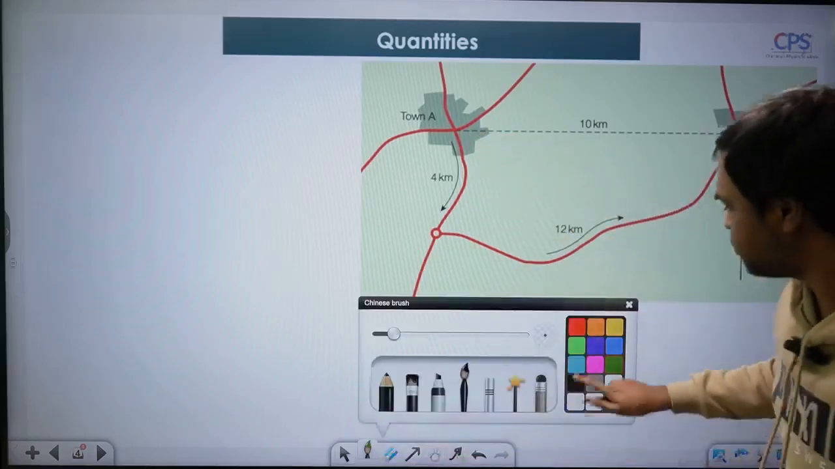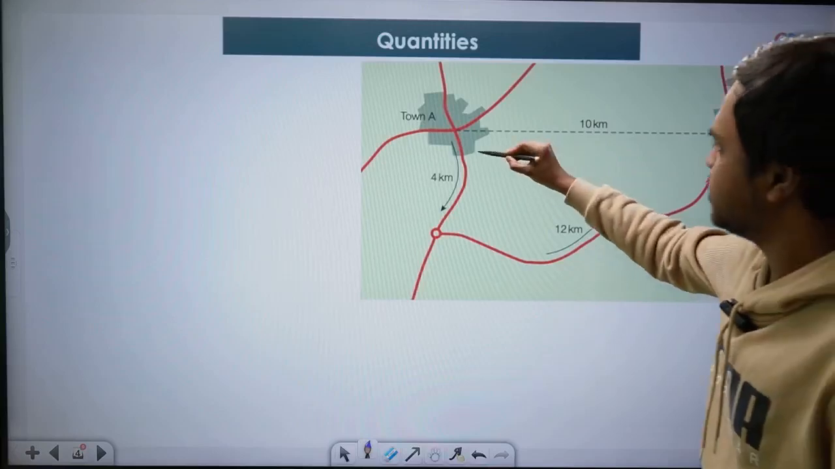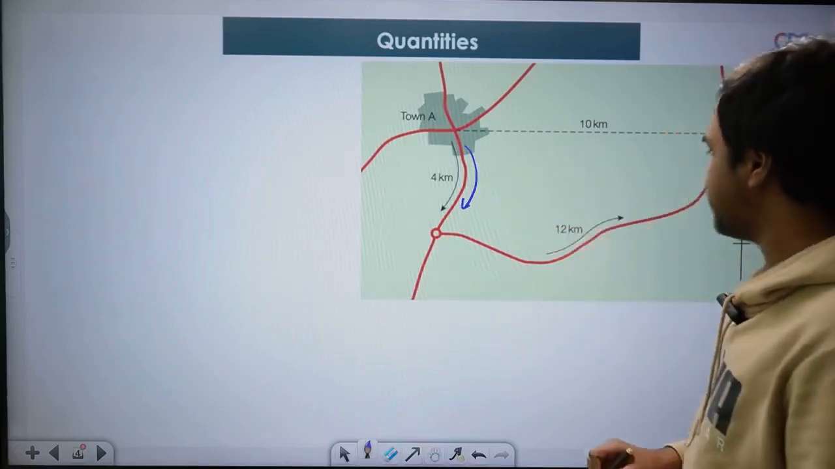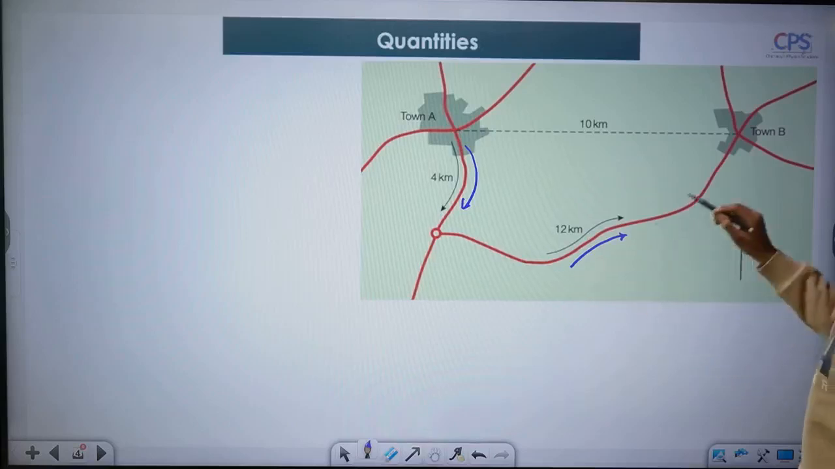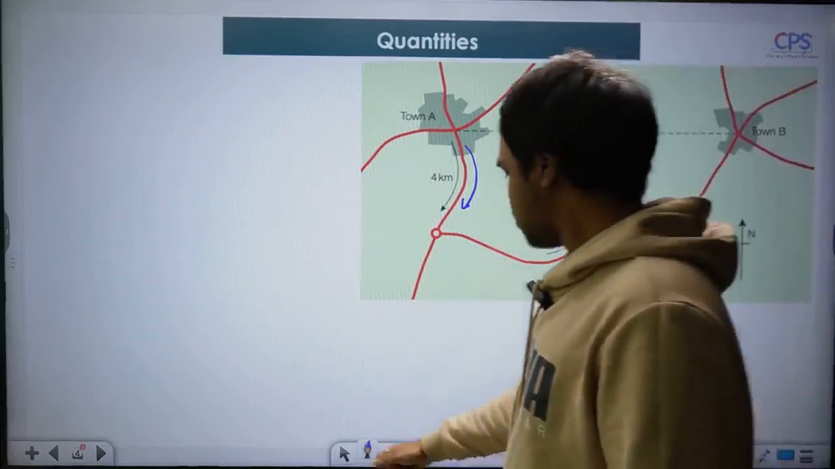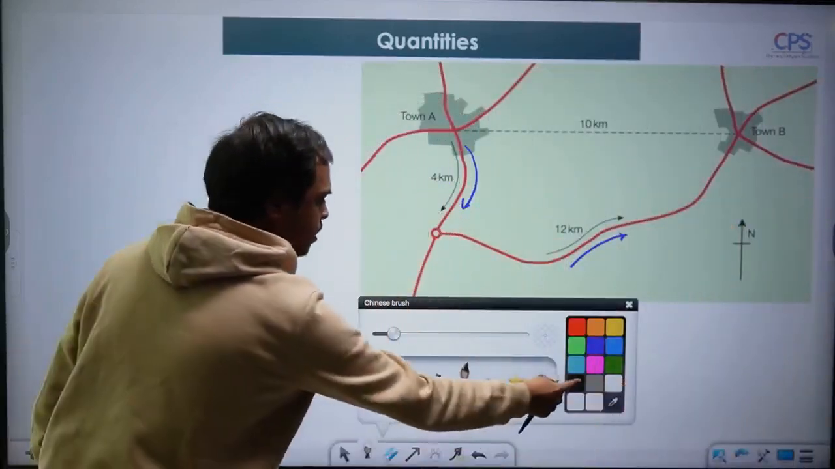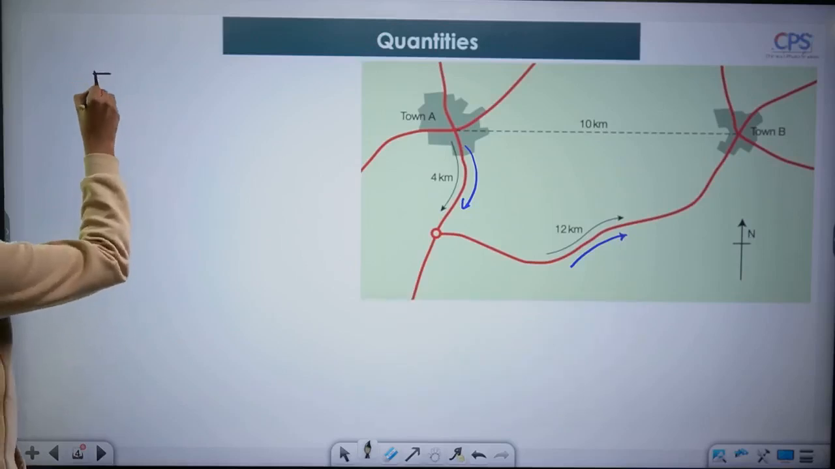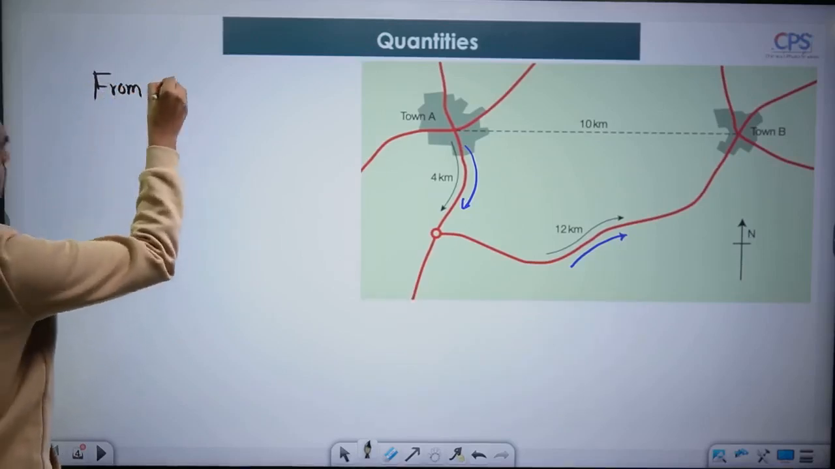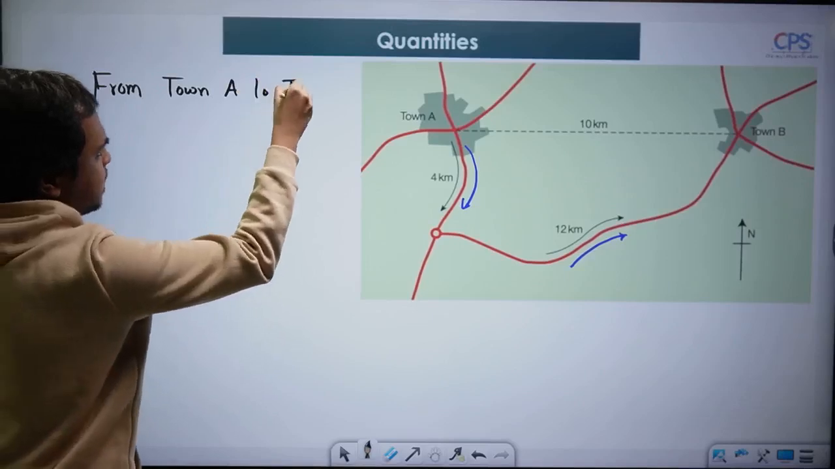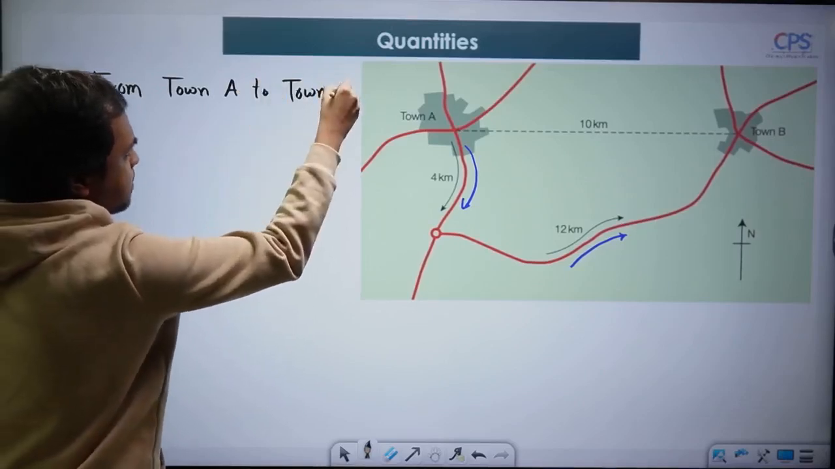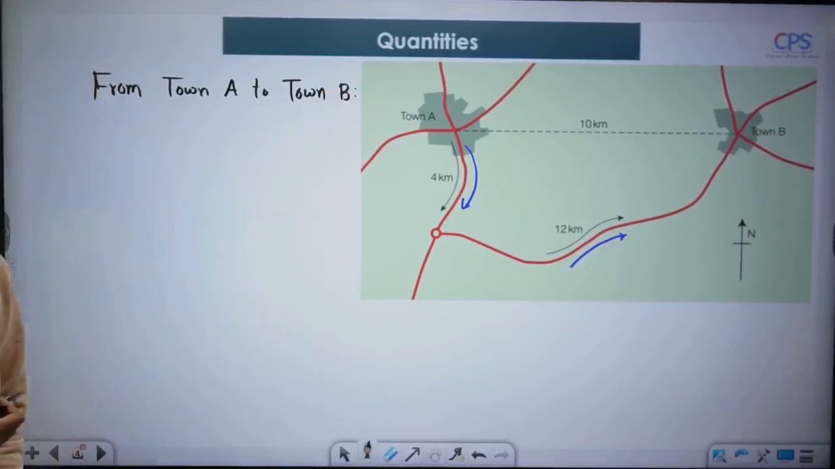You can go from town A to town B through this path. This is 4 kilometers, it's given, and then this path is 12, and you can arrive at town B. So from whatever we can tell from the figure, from town A to town B, what's the total displacement here or the distance here?